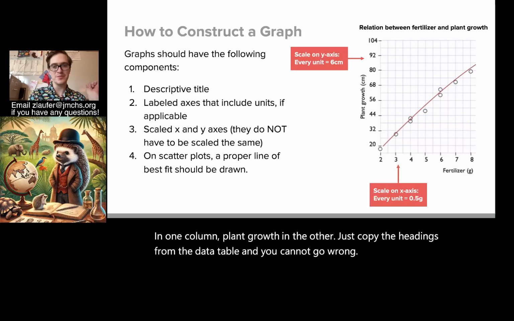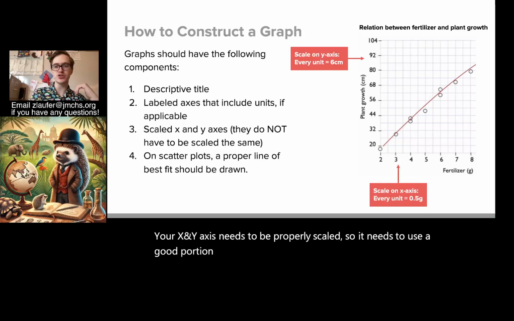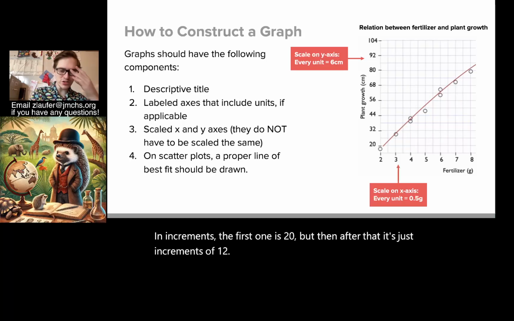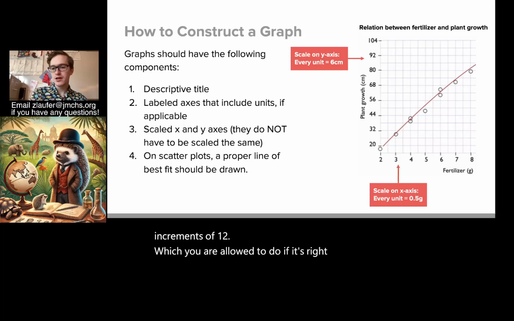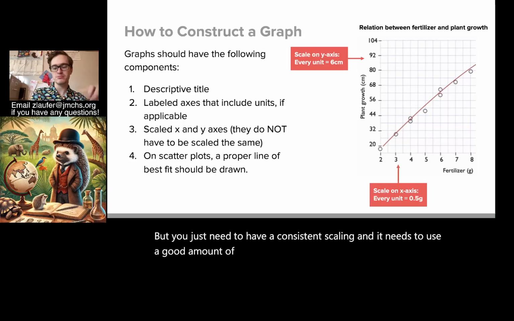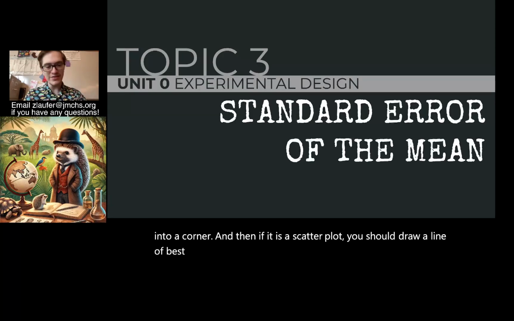Your x and y axes need to be properly scaled, so they need to use a good portion of the graph, essentially. Meaning, like this one, the first increment is 20, but then after that it's just increments of 12, which you are allowed to do if it's right at the beginning. But you just need to have a consistent scaling, and it needs to use a good amount of the graph paper. It shouldn't be all squished into a corner. And then if it is a scatter plot, you should draw a line of best fit. And that is it for graphing.